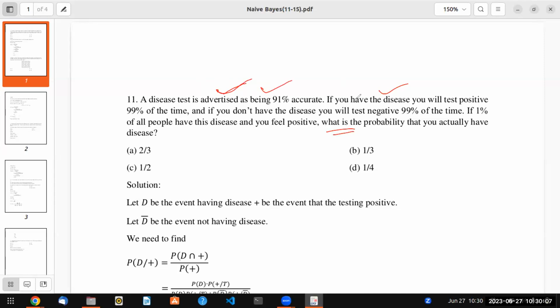Now the second point: if you have the disease, you will test positive 99% of the time. Here is the hidden part, the evidence. What is the hidden evidence here? If you have the disease, that means the right-hand side of this bar in probability of something given this is known. So for disease, I'm writing D. If you have the disease, you will test positive 99% of the time. That means the probability of testing positive is what is given here. Probability of being positive when you have the disease is what?